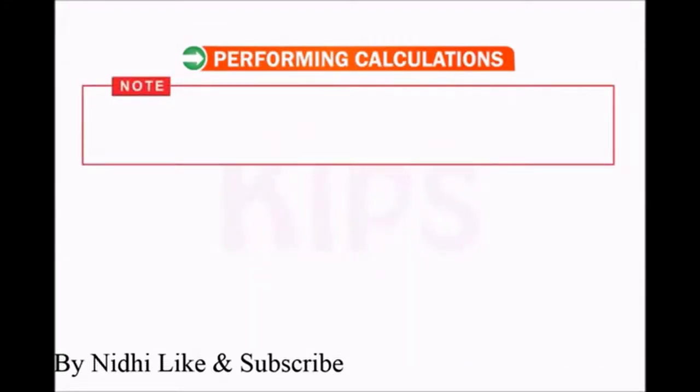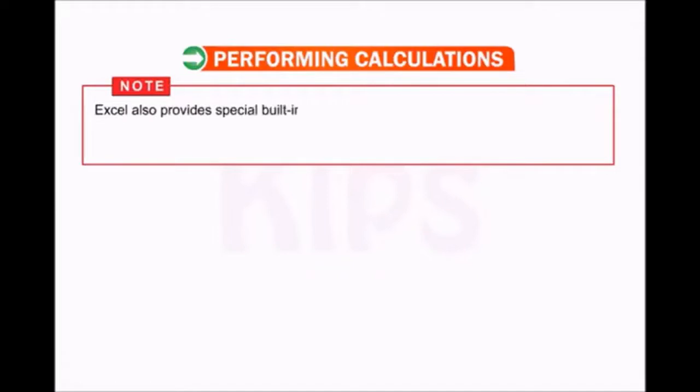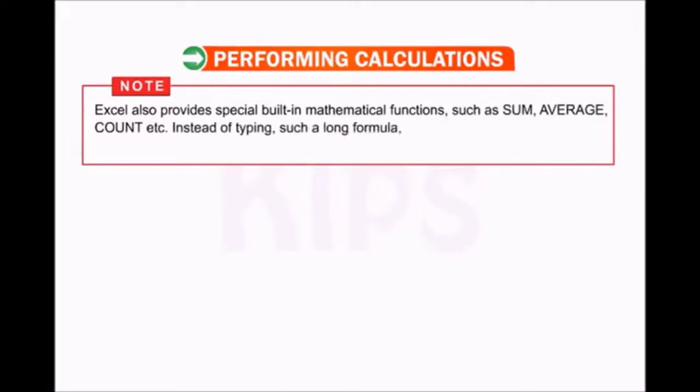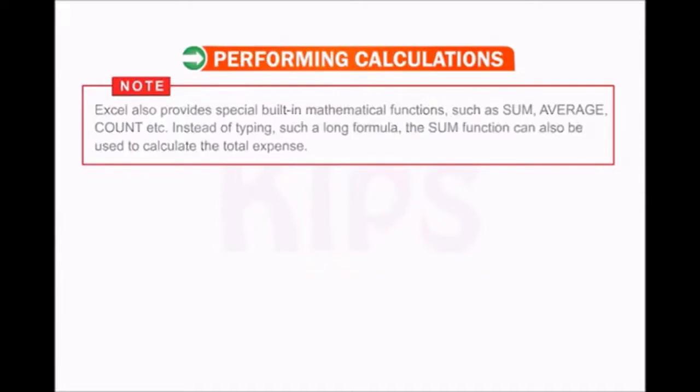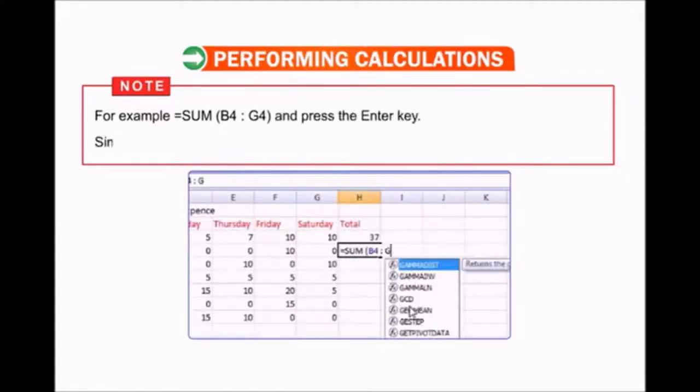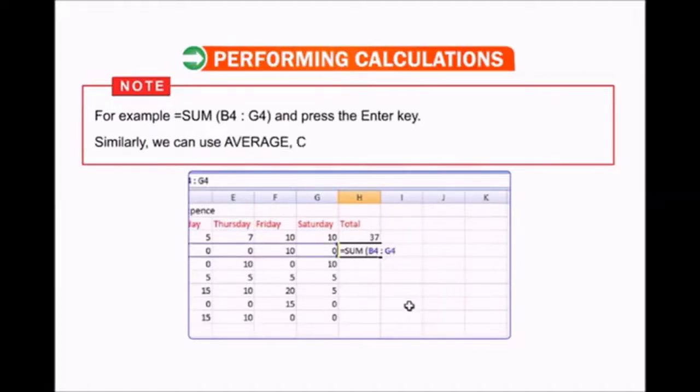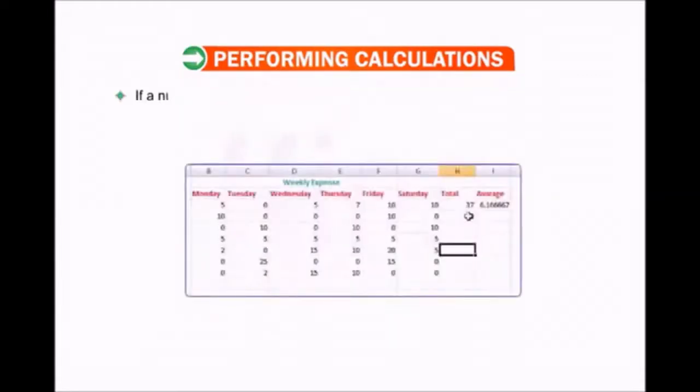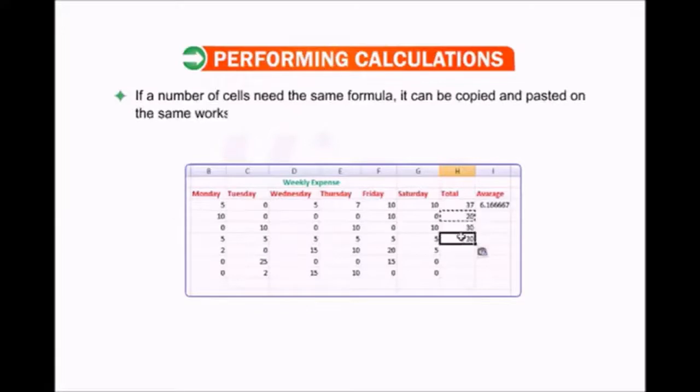Alright students, note that Excel also provides special built-in mathematical functions such as sum, average, count, etc. Instead of typing such a long formula, the SUM function can also be used to calculate the total expense. For example, SUM(B4:G4) and press the Enter key. Similarly, we can use the average, count, max, and min functions. If a number of cells need the same formula, it can be copied and pasted on the same worksheet.